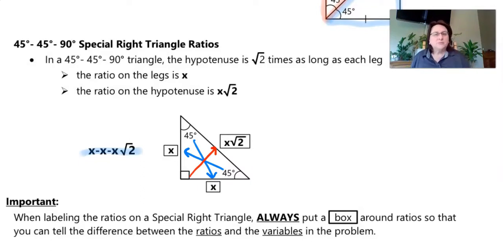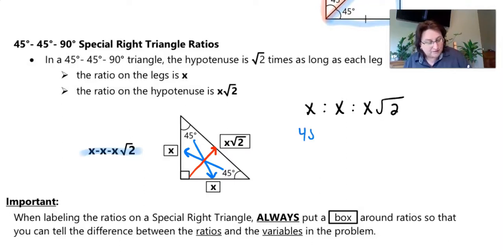Here's something you might want to write down. I'm going to rewrite this: we have x, x, x square root 2. Across from the x is the 45 degree angle. Across from the other x is the 45 degree angle. And across from the x square root 2 is the 90 degree angle. We're going to use these ratios to solve for the measurements. Now, we could use the Pythagorean theorem if we have two side lengths, but we're only going to have one side length and we'll have to solve for all the others. I'm going to show you how.